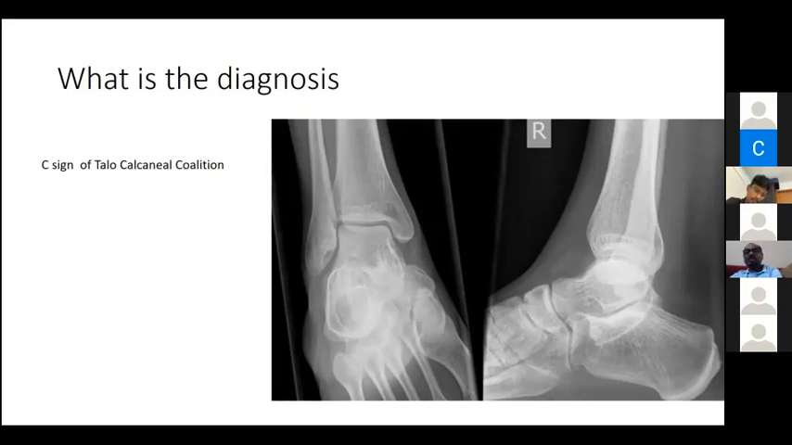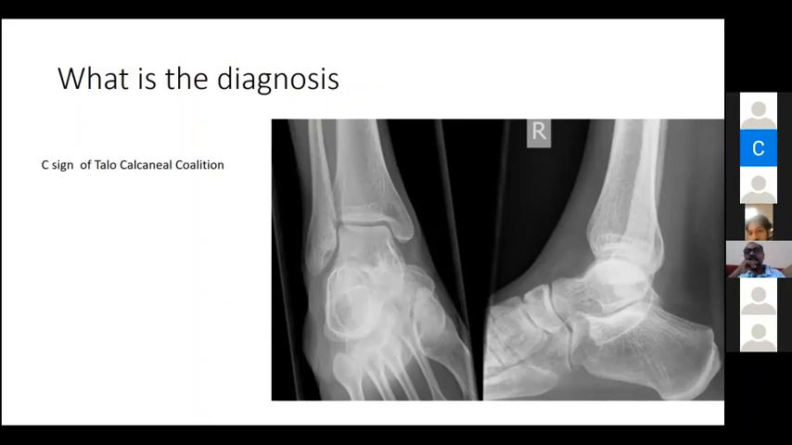The answer is already there. And somebody can say, point out where exactly is what I'm saying. This was one of the questions a year back, a DNB question that had come. What is the sign called?